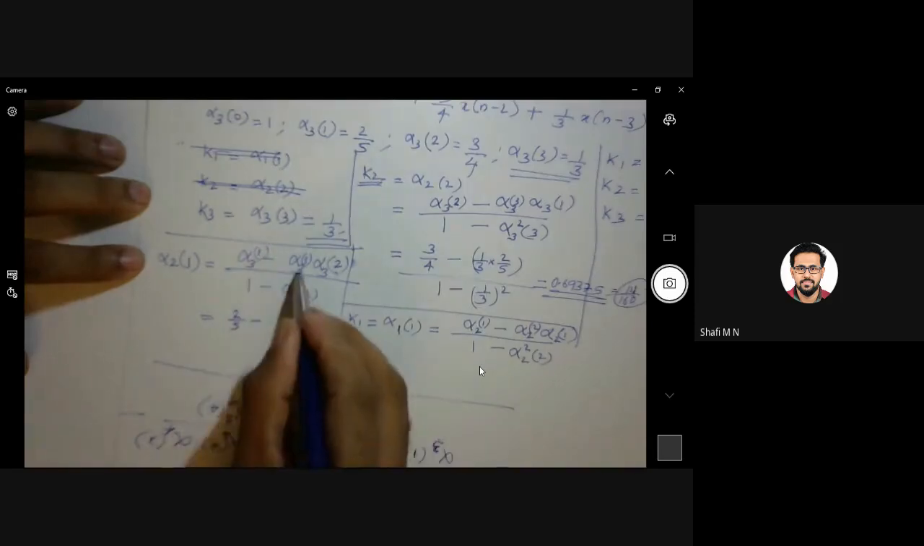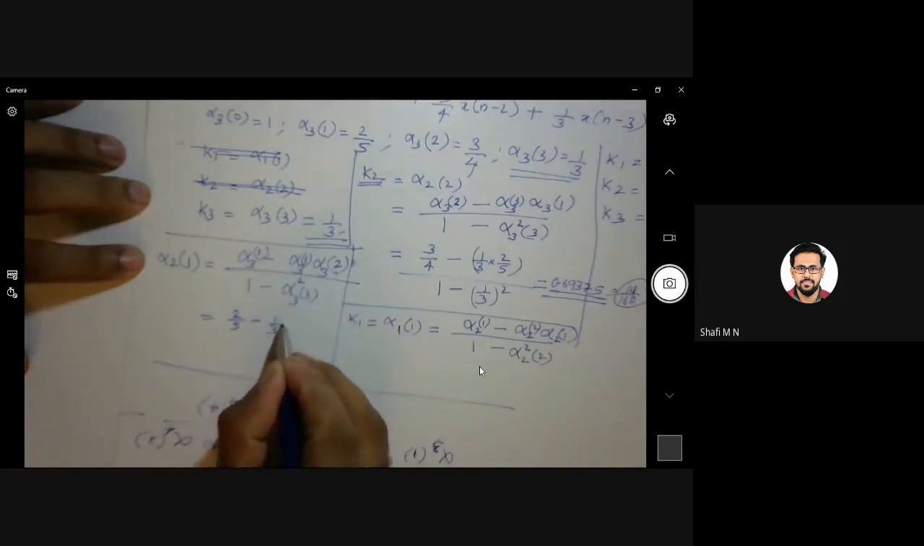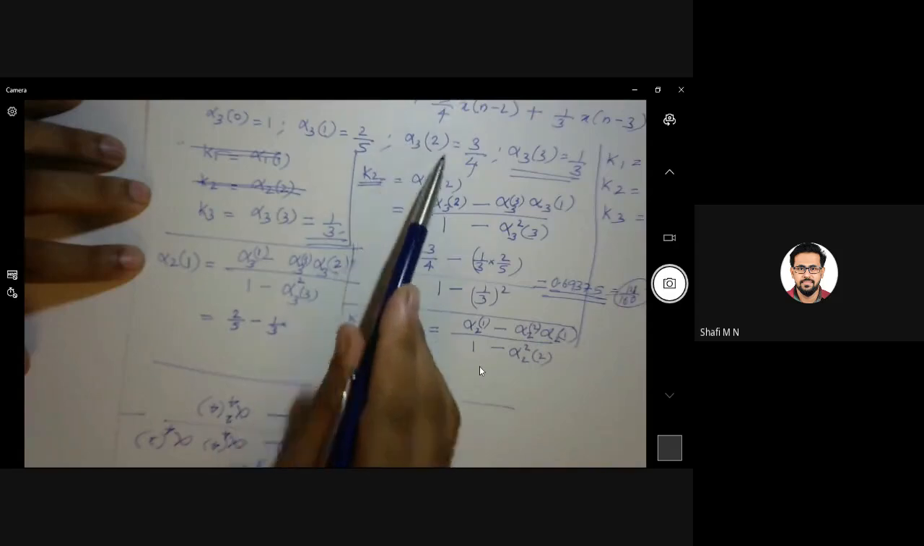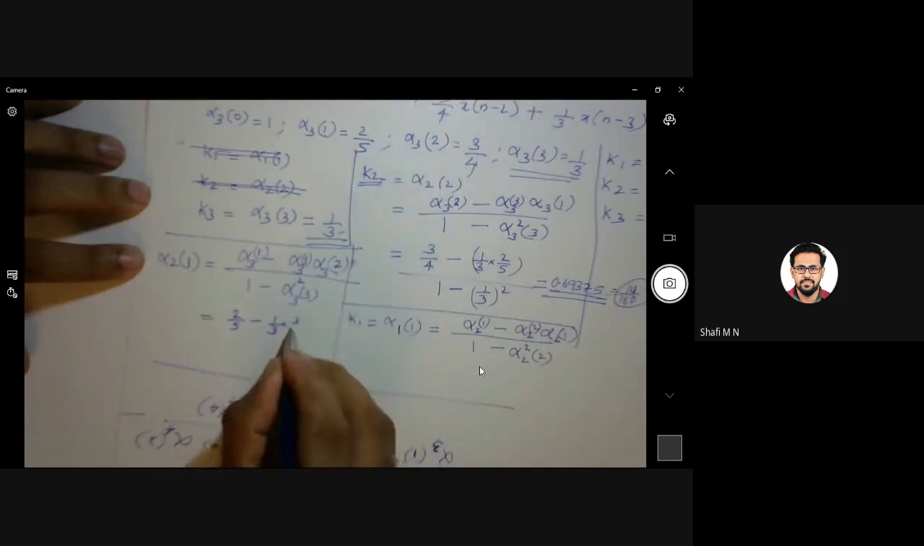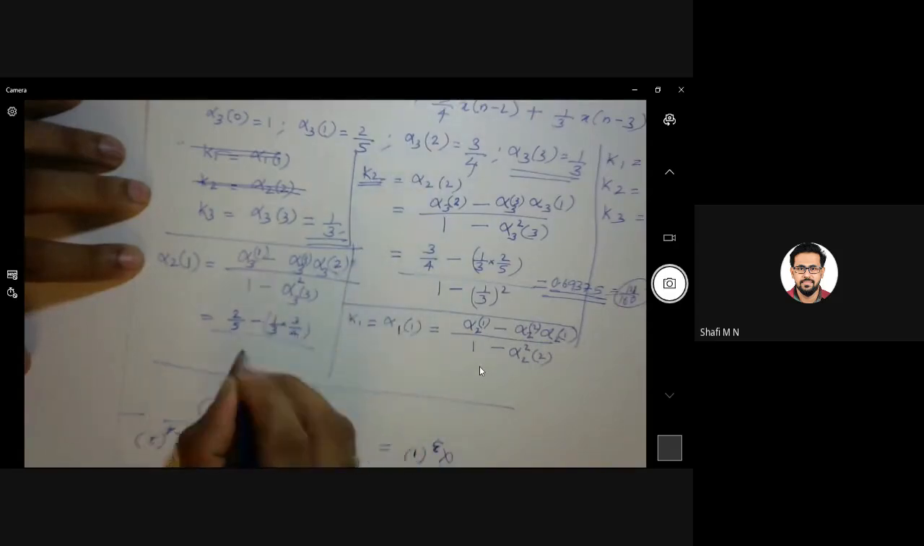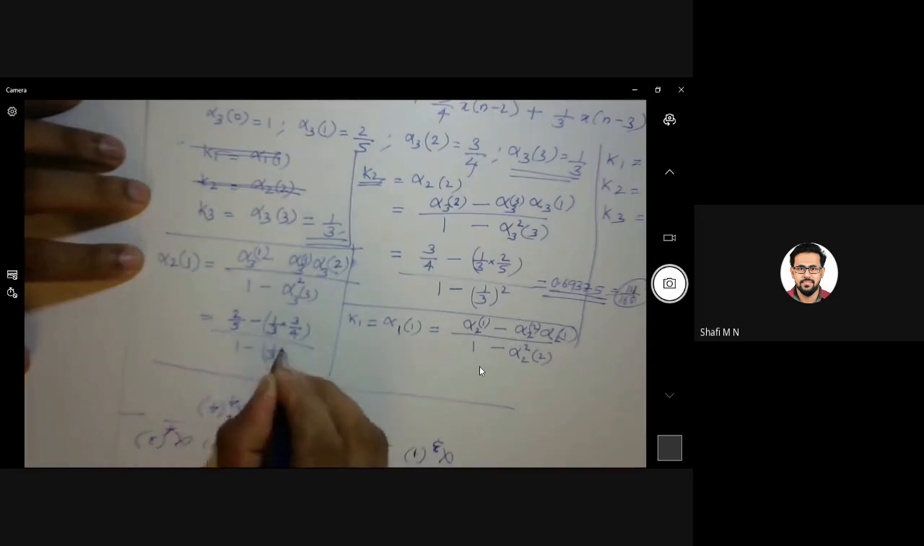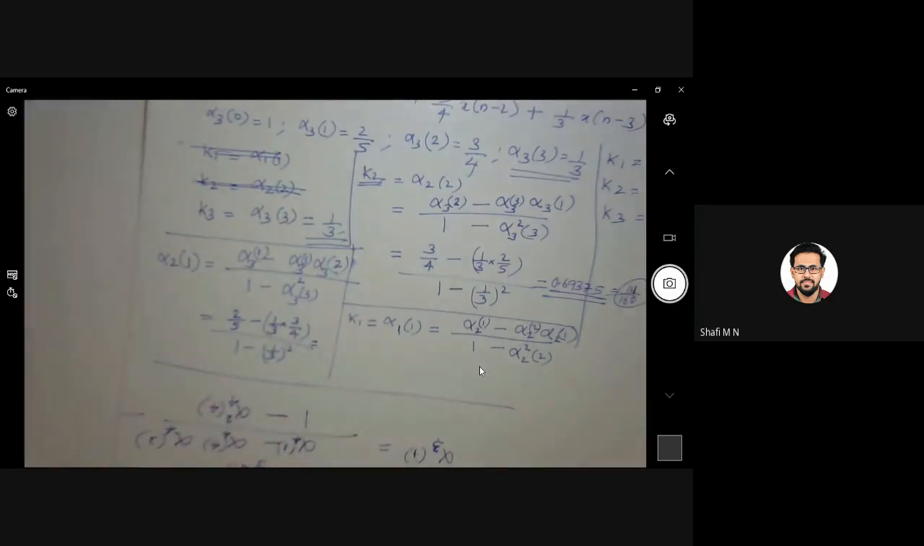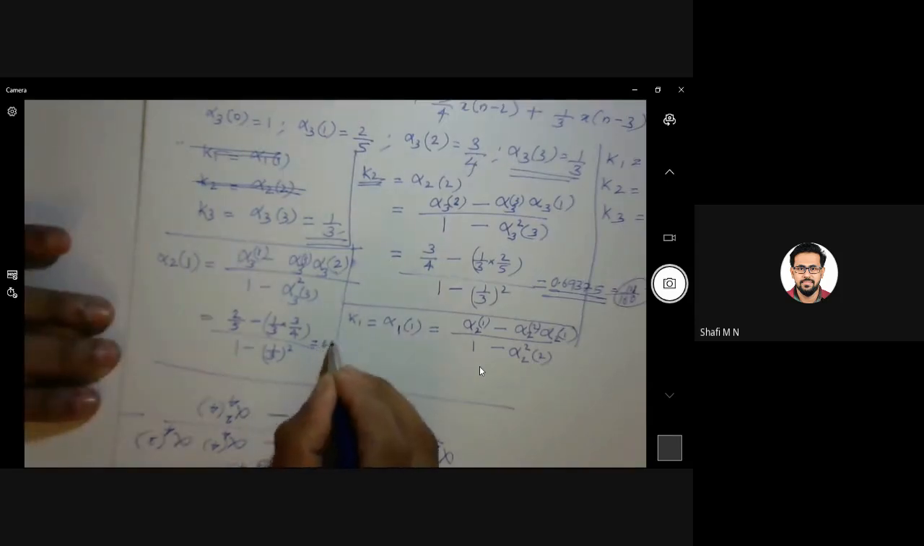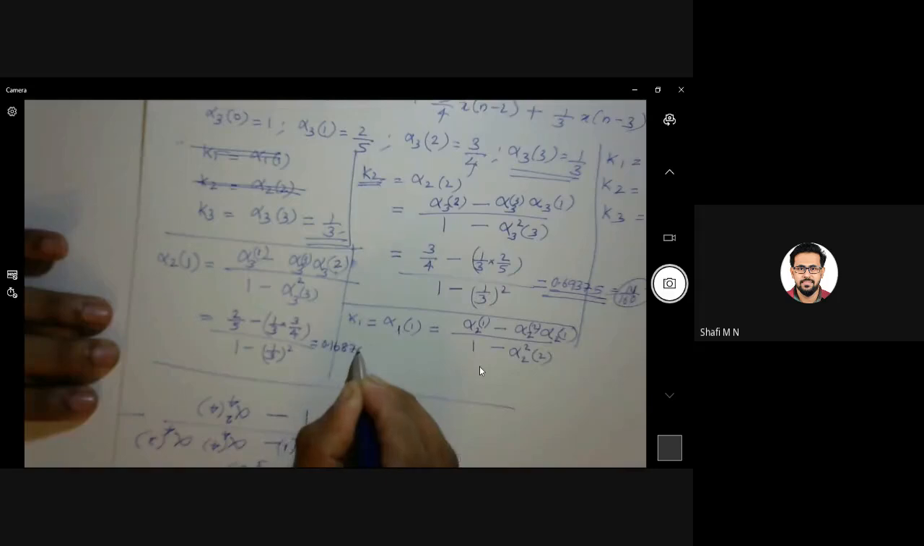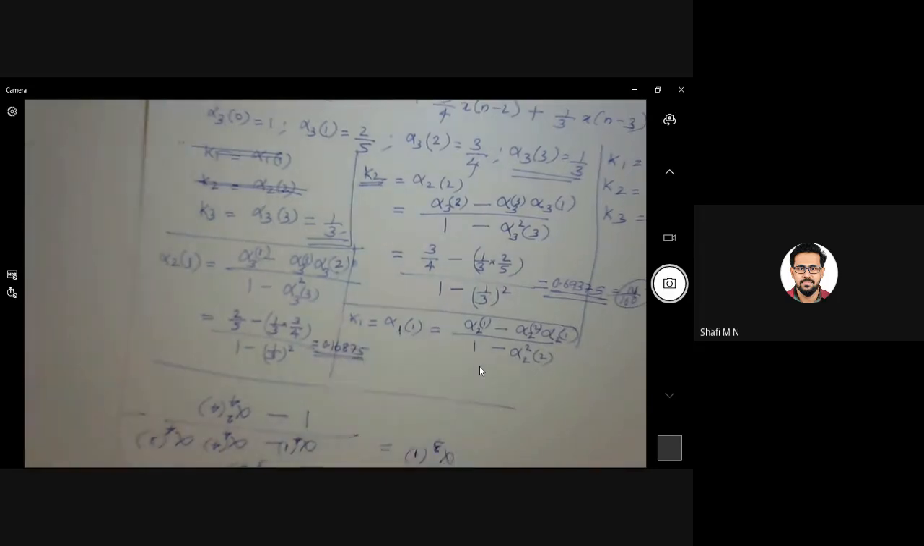minus alpha 3 of 3 is 1 by 3 into alpha 3 of 2. Alpha 3 of 2 is 3 by 4 divided by 1 minus 1 by 3 square. That will give you the answer. The answer is 0.16875.